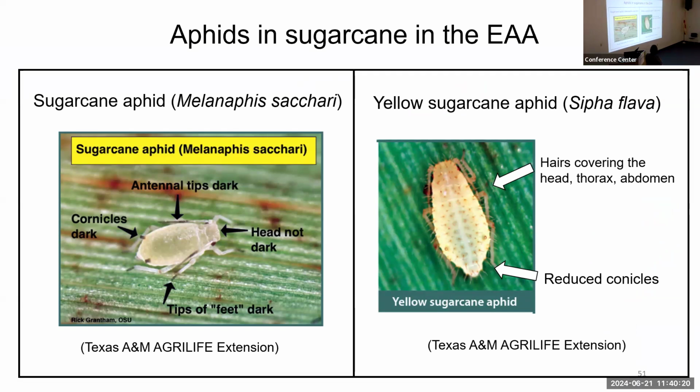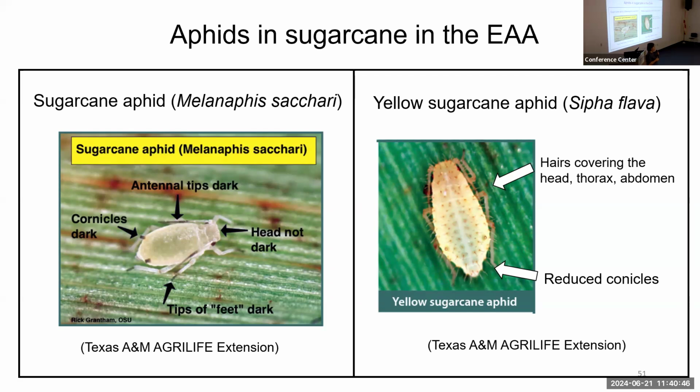You can identify them by the dark tips of their feet and antennae. And the one on the right-hand side is the yellow sugarcane aphid. They look very different from each other, so you'll be able to distinguish them easily in the field. The yellow sugarcane aphid has hairs covering its body. Both of them feed on sugarcane.